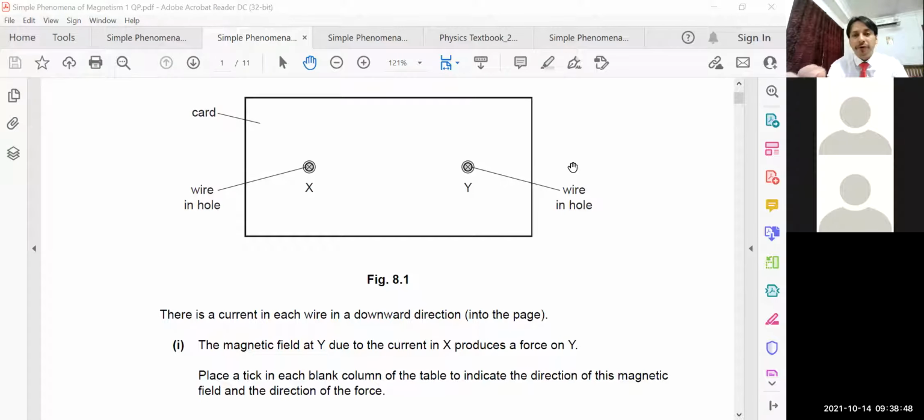You have to find out, children, the direction of the magnetic field at point Y and the direction of the force at point Y. So think about this question, children. Take some time. We have a vertical wire X. We have a vertical wire Y.